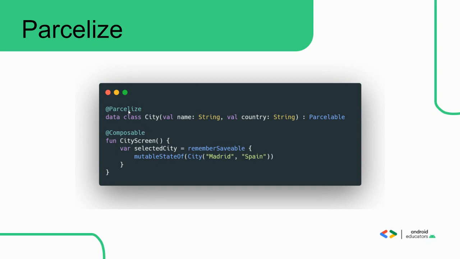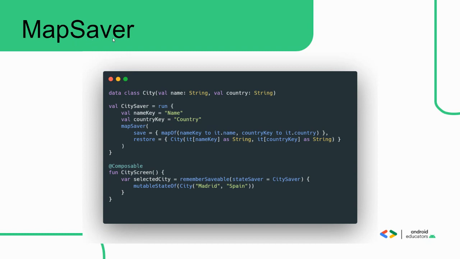So you can make it Parcelize, and then you can use rememberSaveable and just provide your city. It will get Parcelize from one state. So whenever the activity is restarted, it will use the same data class from the previous UI. In the same way, mapSaver is there. The mapSaver is kind of a key-value pair.